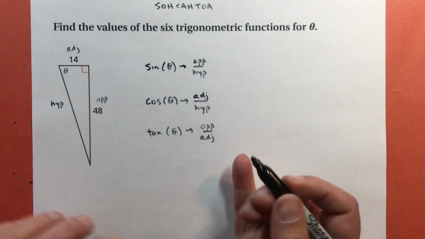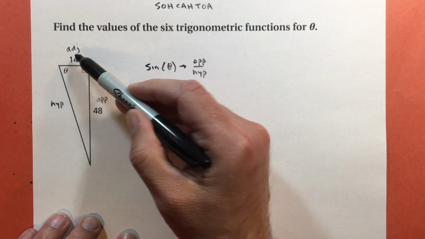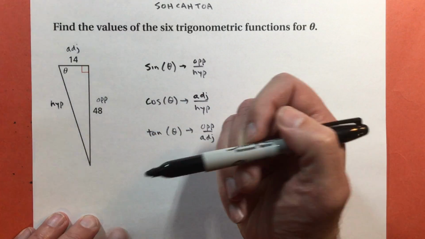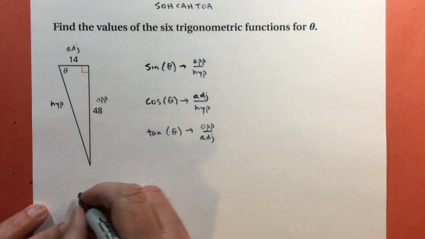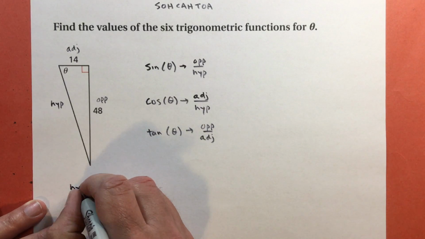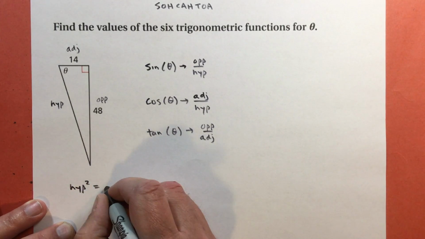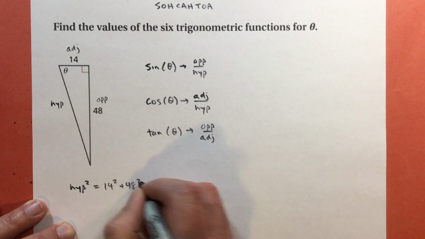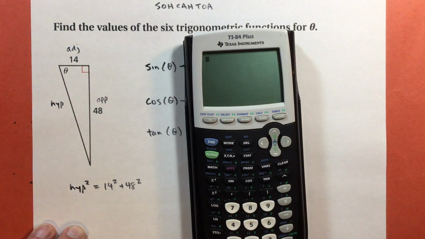Now you might notice something. The adjacent side is 14 and the opposite side is 48, but they didn't give me the hypotenuse. How do I figure that out? Well, if I say the hypotenuse squared, I get 14 squared plus 48 squared. I'm going to use the Pythagorean theorem. And I'm also going to use my calculator.